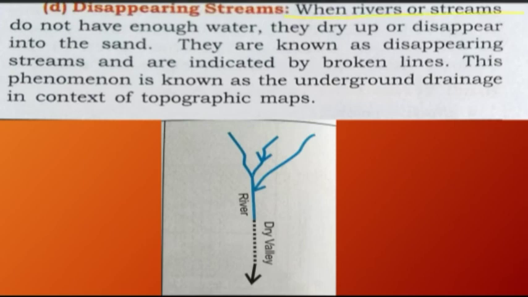Okay, now disappearing streams. When rivers or streams do not have enough water, they dry up or disappear into the sand. When a river or stream doesn't have much water, it dries up and disappears into the sand. They are known as disappearing streams as indicated by broken lines. You can see these broken lines.